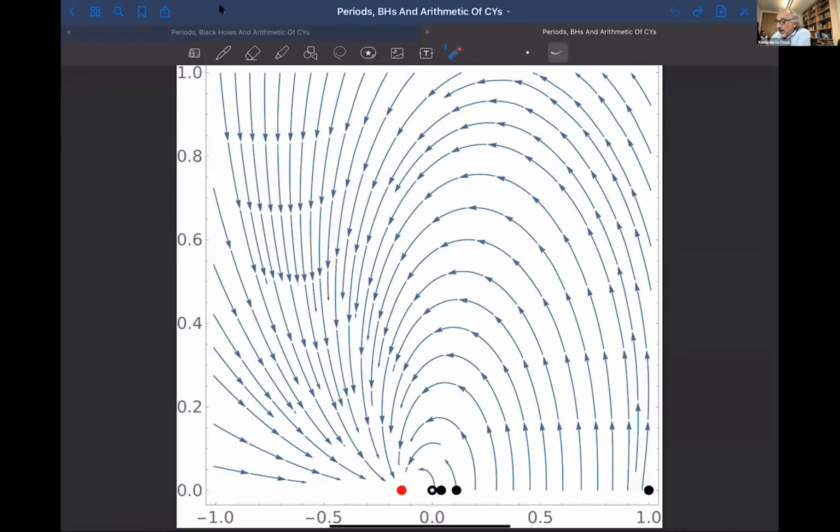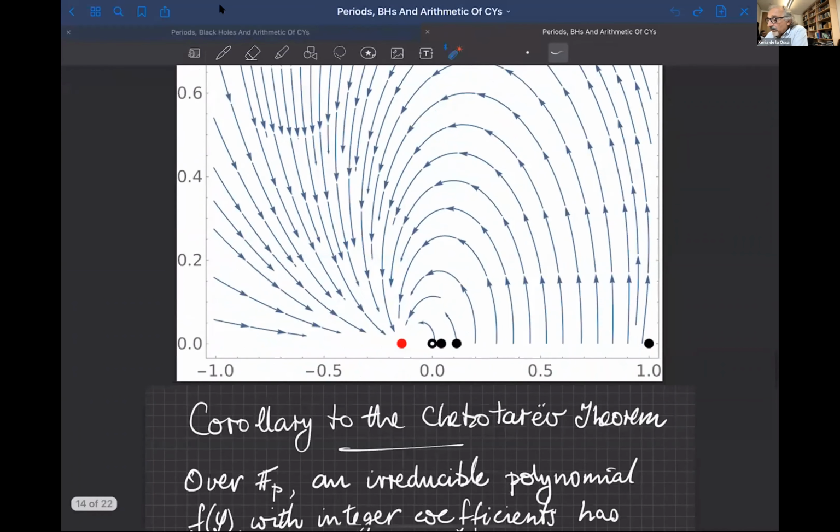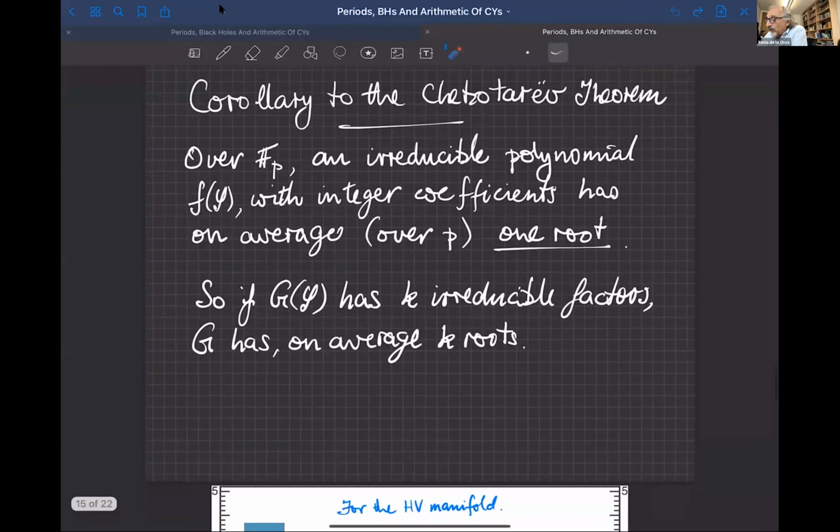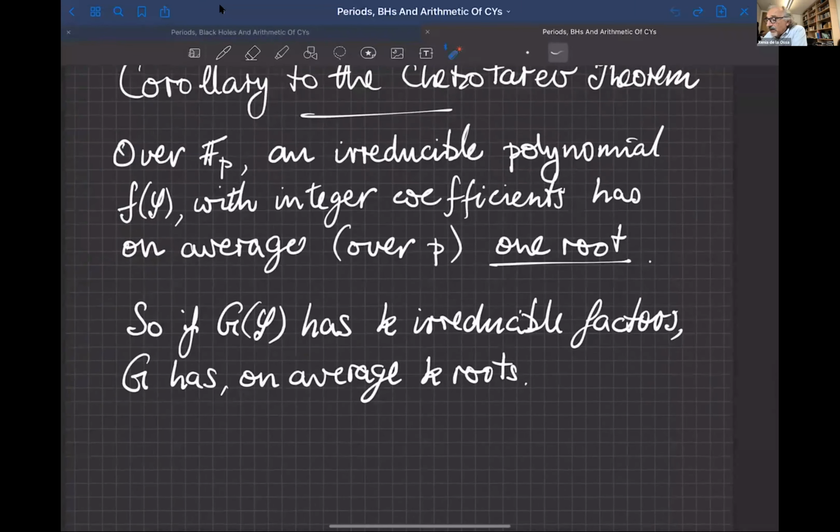You see everything. The empty disk here is the origin. The black points are the conifold points, or 3 of the conifold points. And the red point is the attractor point, and you have this nice flow where things flow into each other. And there's a bit more information we can get out of that.